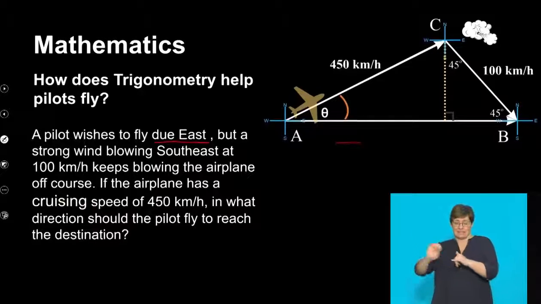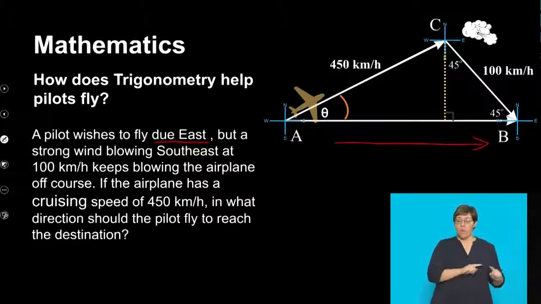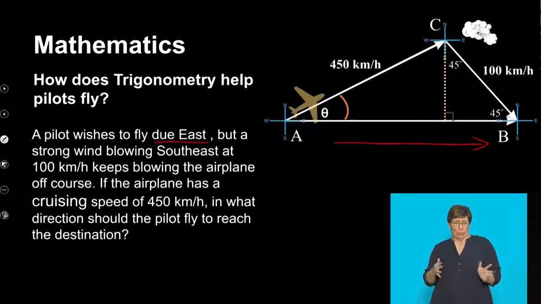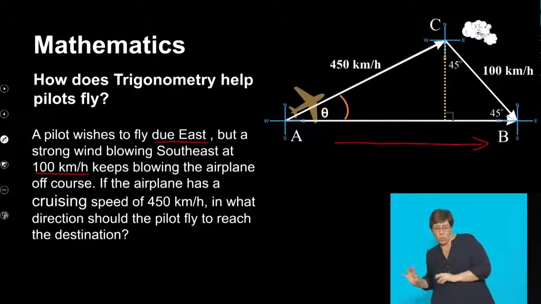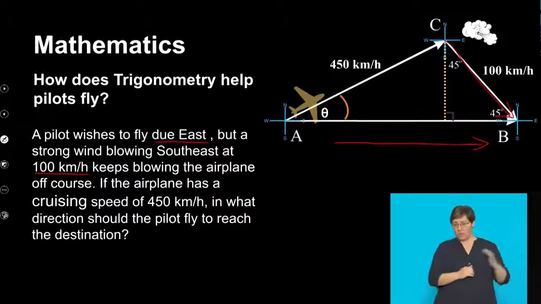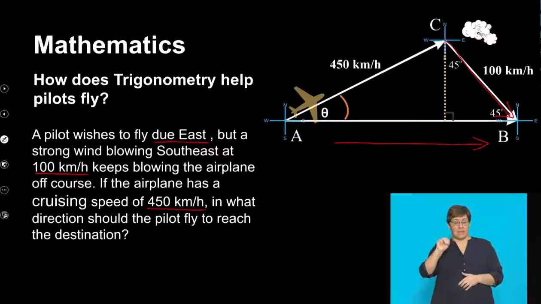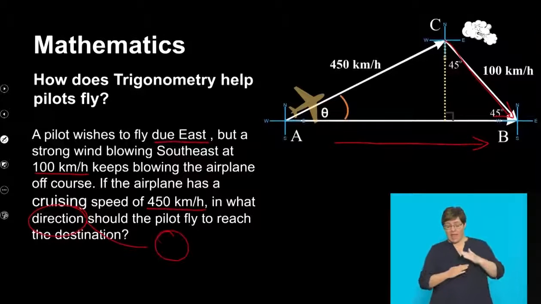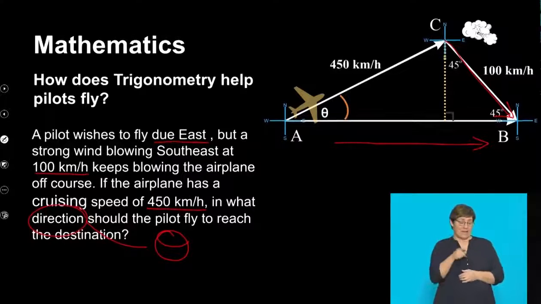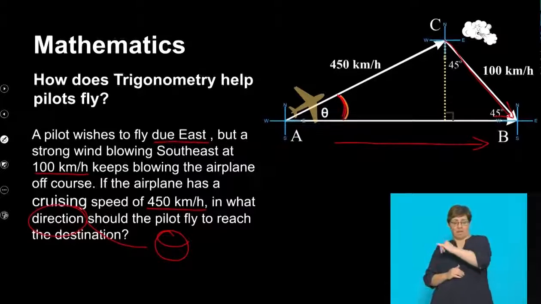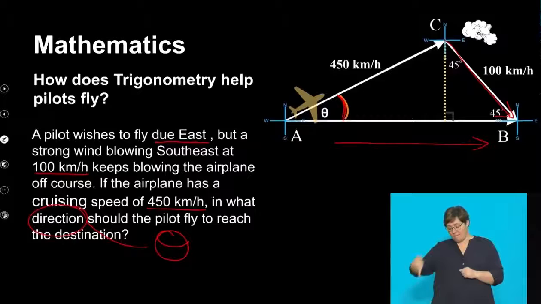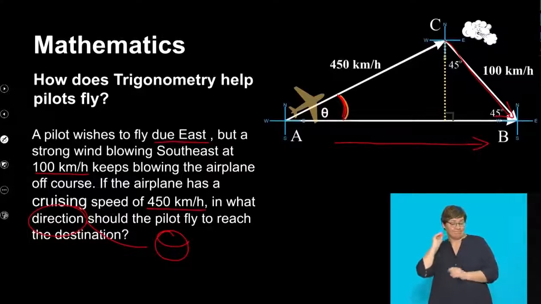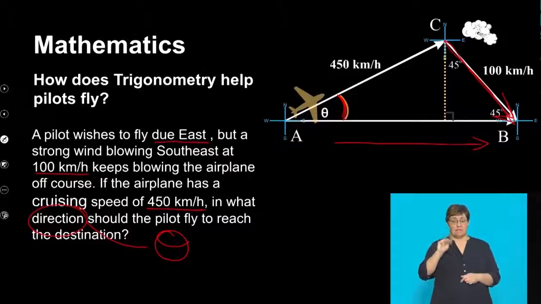In other words, he wants to fly to B, to the destination at B, but there's a strong wind that's blowing at 100 kilometers per hour in a southeast direction, that way. If the plane has a cruising speed of 450 kilometers per hour, in what direction should the pilot fly to reach his destination? So direction means we're talking about angle. We're talking about theta. So what they're asking us is, what direction must the plane fly in order to reach his destination at B, taking into account the wind force coming in that direction at him?